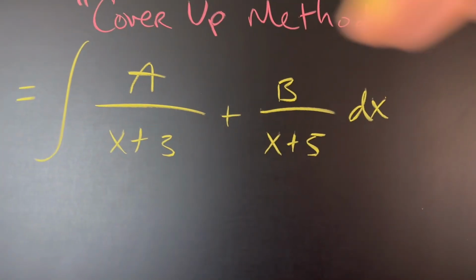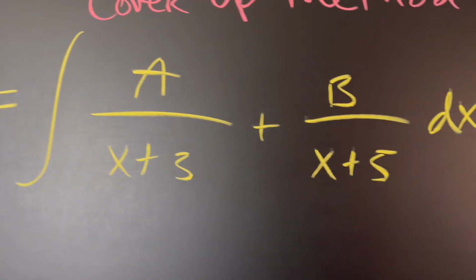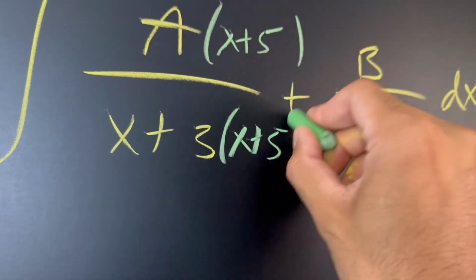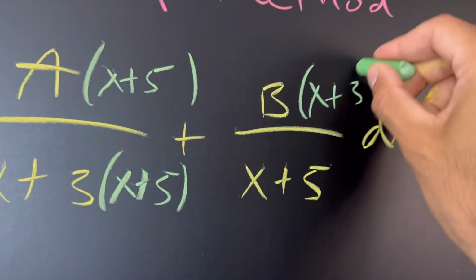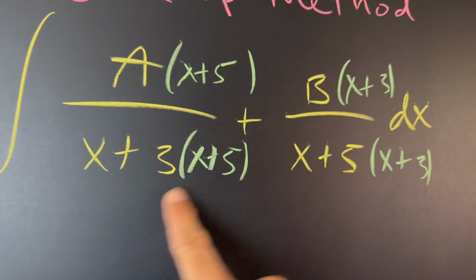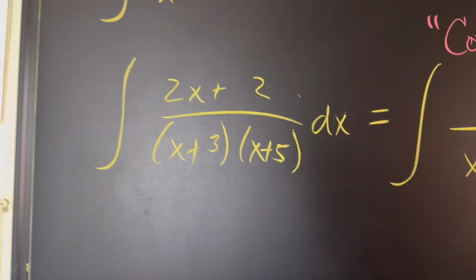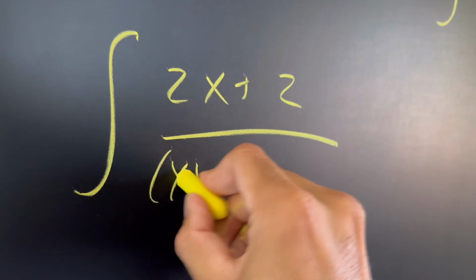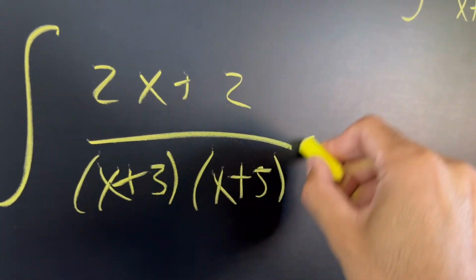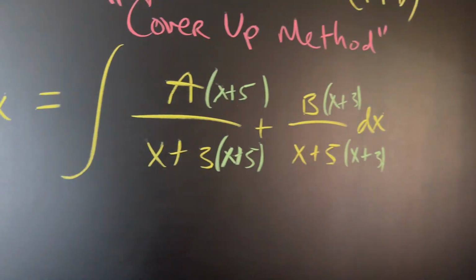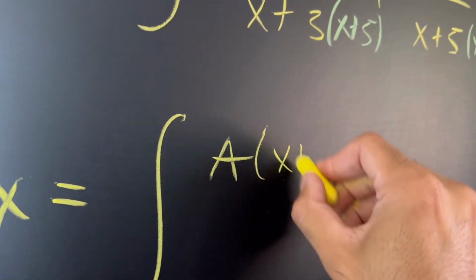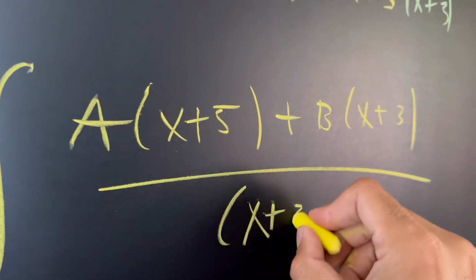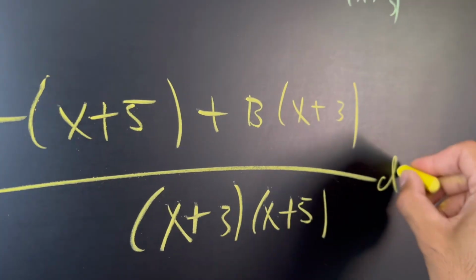So how do we go about it? The idea is that if you were to get common denominators, you will have to multiply the top and bottom by x plus 5 on the first fraction. And on the second one, you will have to multiply the top and bottom by x plus 3. If you notice, we have the same common denominator, which is the denominator that we have here. So this integral is 2x plus 2 all over x plus 3 times x plus 5 with respect to x, and this integral up here will become the integral of A times x plus 5, plus B times x plus 3, all over x plus 3 times x plus 5 with respect to x.